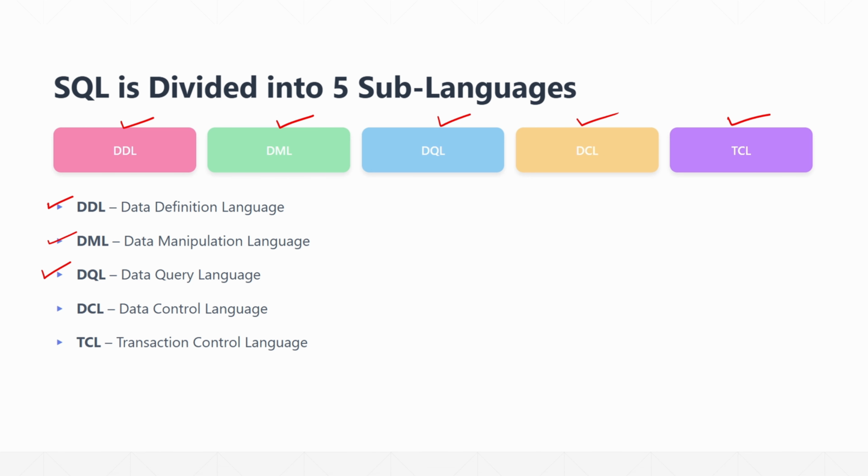This is about queries, fetching data from tables. DCL, data control language. This is about control, managing permissions. And TCL, transaction control language. This is about transactions, grouping commands together safely. So whenever you write an SQL command, it belongs to one of these categories.